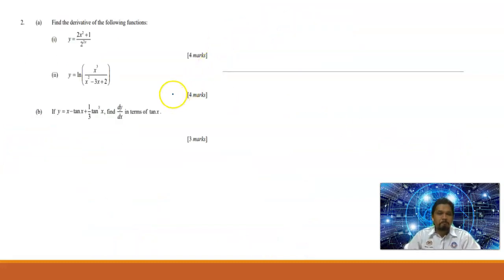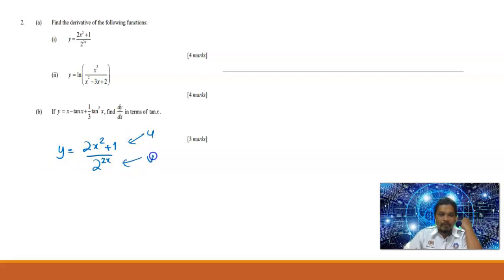Okay, next question. Find the derivative of the following function. So y equal to 2x squared plus 1 divided by 2 to the power of 2x. Guys, girls, for this one, if we differentiate based on the question here, because it's a ratio, then we have u and v. So y prime of this one, we come up with u prime multiplied with v minus u multiplied with v prime, divided by v squared.